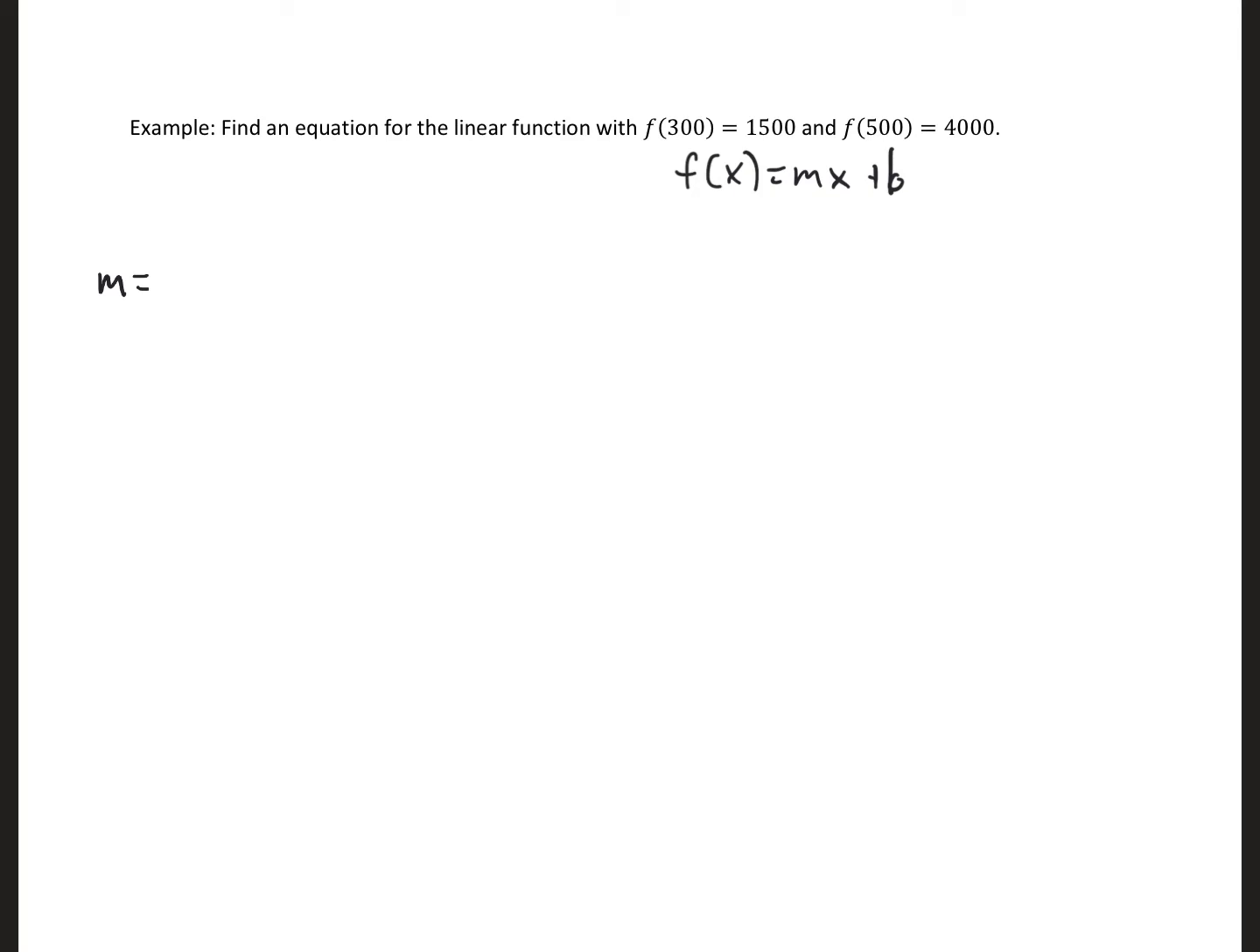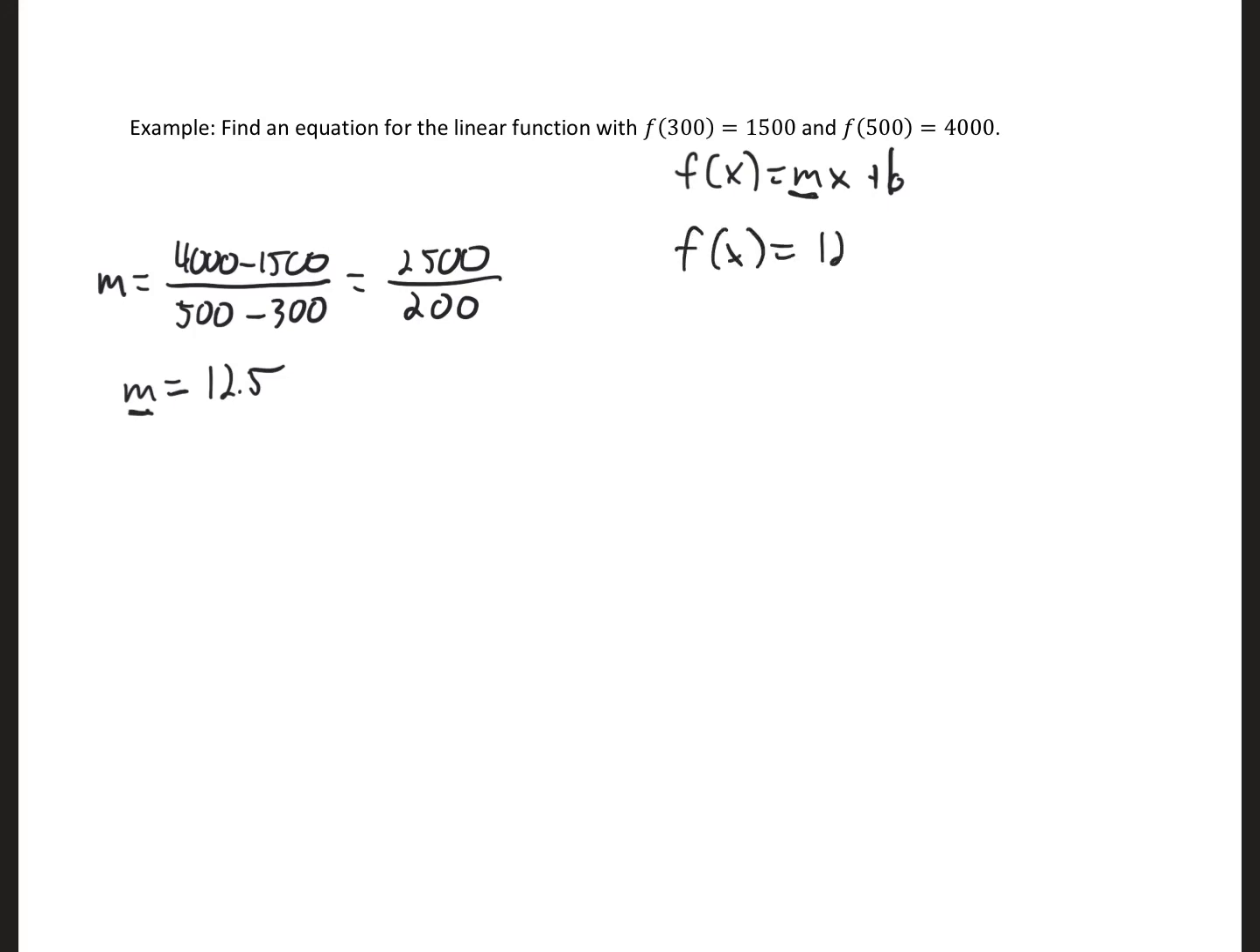So I have outputs of 1,500 and 4,000. So the change would be 4,000 minus 1,500 over the change in inputs, 500 minus 300. That gives us 2,500 over 200. And so in this case, our slope would be 12.5. So once we find the slope, and we know that that is m, we're going to plug it in. f of x, so far we have equals 12.5x plus b.